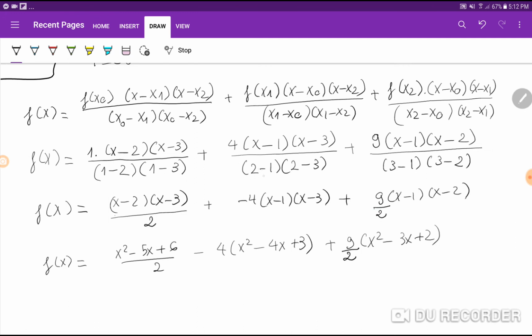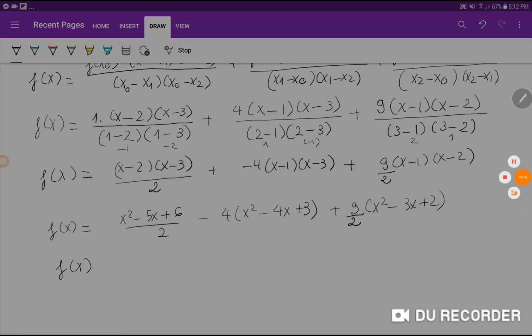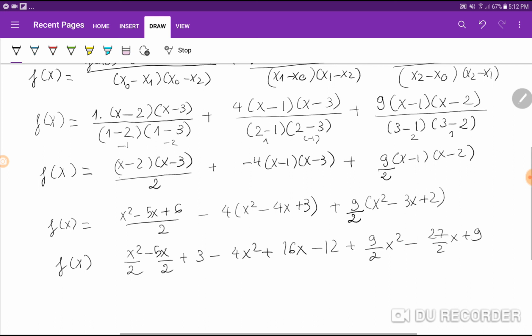Okay, this is 1. Let me write down 1. This is negative 1. This is 2. This is 1. Negative 1. Negative 2. Yeah, that's why algebra is always annoying, but hey, f of x would be, after you do the cancellation, x squared over 2 minus 5x over 2 plus 3, minus 4x squared plus 16x minus 12, plus 9 over 2 x squared minus 9 over 2 times 3, which is 27 over 2 x, plus 9.